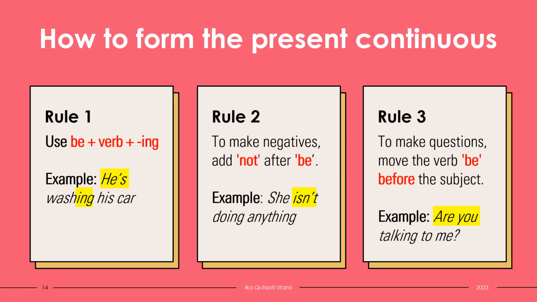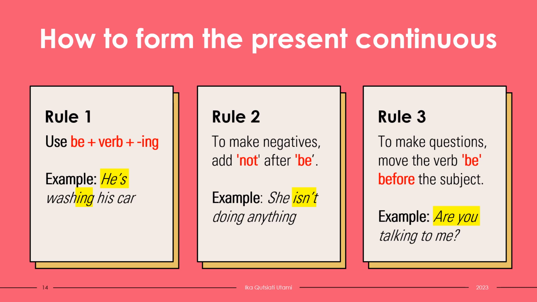For example, he is washing his car. They are watching a film or a movie. What about negatives or questions? To make negatives, add not after be. For example, she isn't doing anything. I'm not working on that right now.